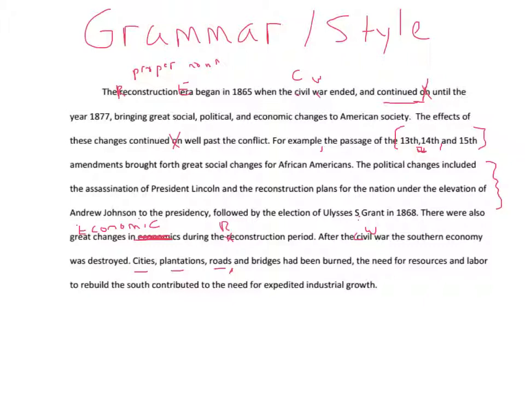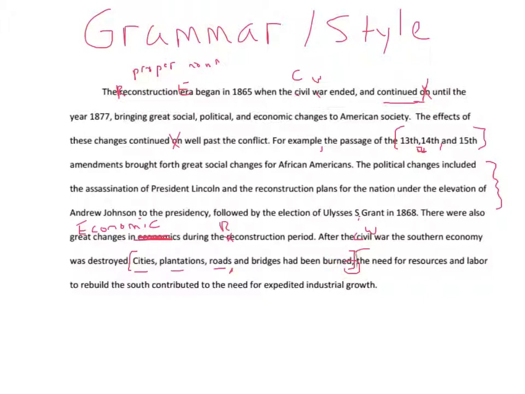So let's look at this group of words here. Cities, plantations, roads, and bridges had been burned. That's a complete sentence right there. You have a subject, which is a multiple subject, all these things, cities, plantations, roads. And then you also have a predicate. They tell us something about the subject, which is that these things had been burned. It's complete. So then you used a comma right here.